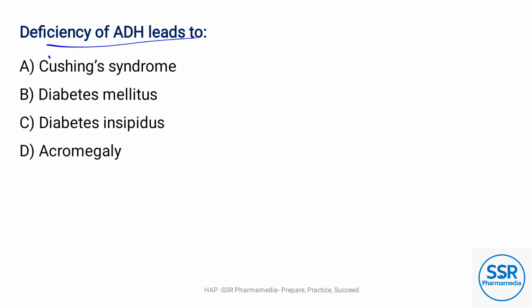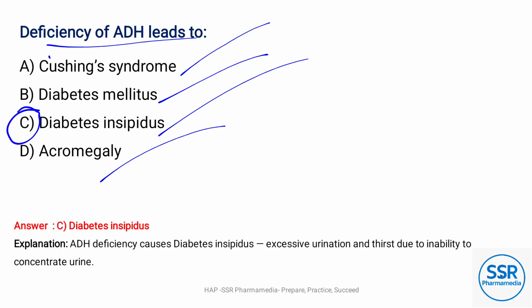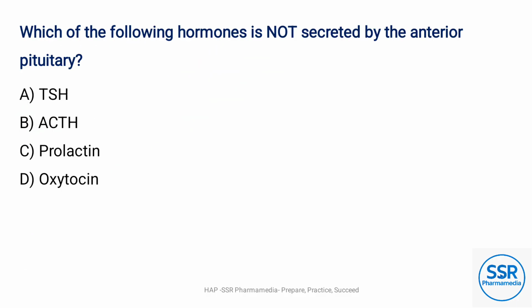Deficiency of ADH leads to option A, Cushing syndrome, option B, diabetes mellitus, option C, diabetes insipidus, option D, acromegaly. So option C, diabetes insipidus. ADH, antidiuretic hormone, deficiency causes diabetes insipidus. This means excessive urination and thirst due to inability to concentrate urine.